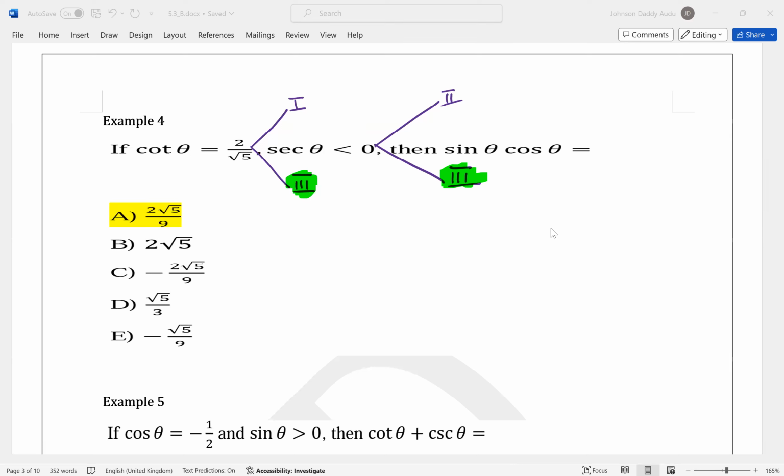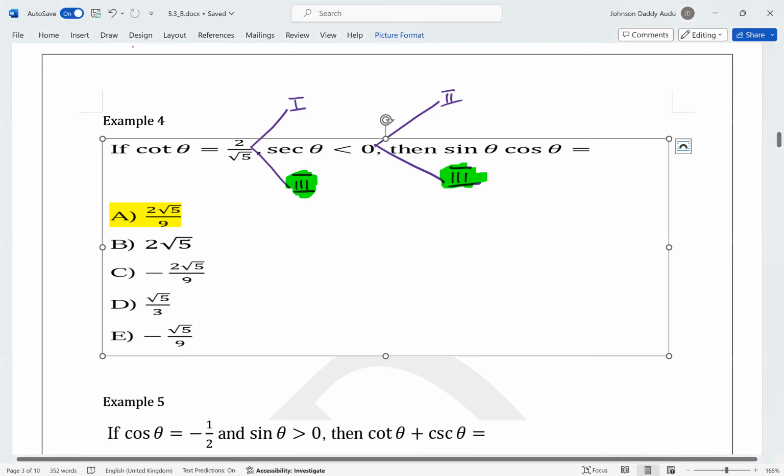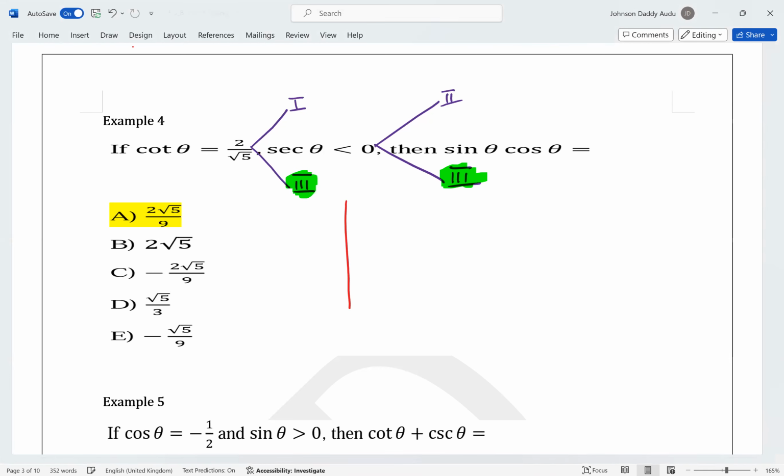So here you can see that the common quadrant is quadrant 3. So it means that we're going to be in quadrant 3. So just go to quadrant 3 and draw your theta. You can call this theta, right angle triangle.